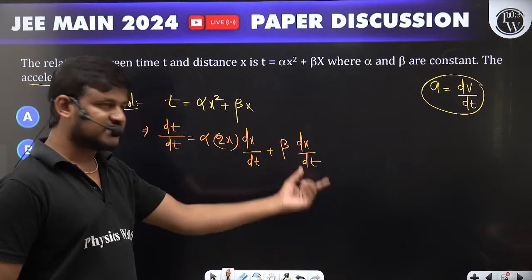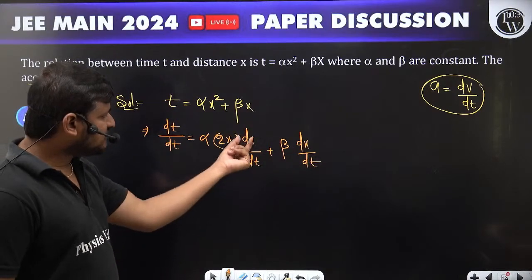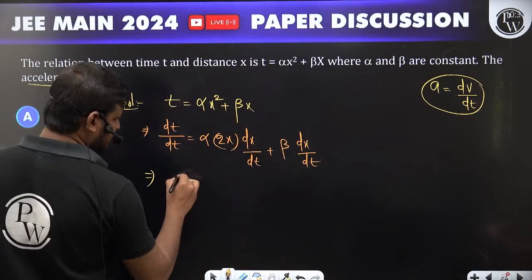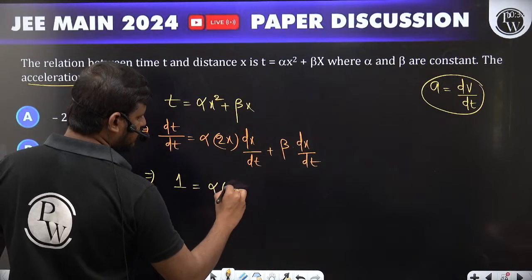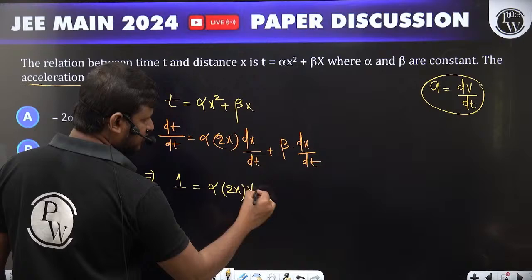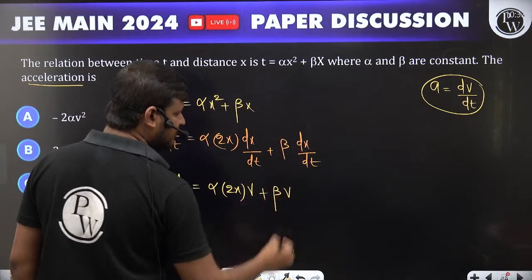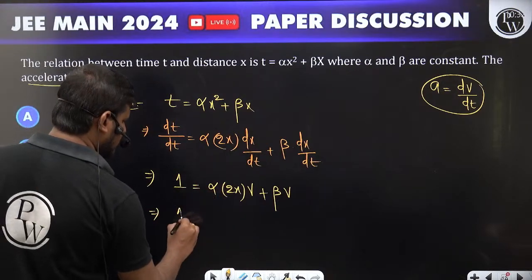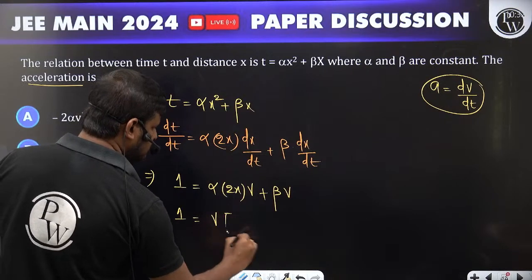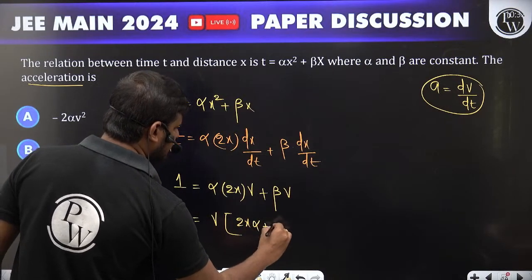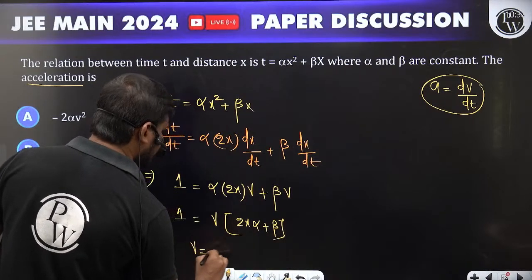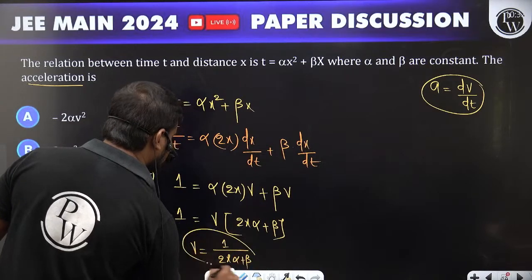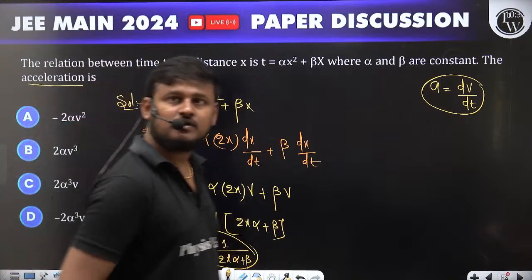X is the differentiable term, that's why x square differentiation is 2x, and again differentiate that, dx by dt, plus beta is a constant and dx by dt. You guys know that dx by dt is nothing but the velocity. So dt by dt is 1, which is equal to alpha into 2x into velocity, plus beta into velocity. So somehow I managed to get the velocity from here. So 1 is equal to v, taking common, 2x alpha plus beta. So the velocity v will be equal to 1 by 2x alpha plus beta.